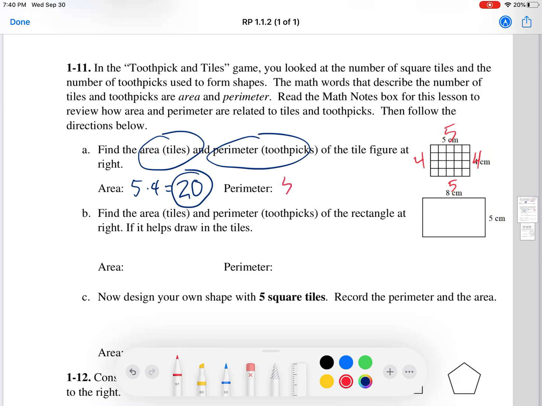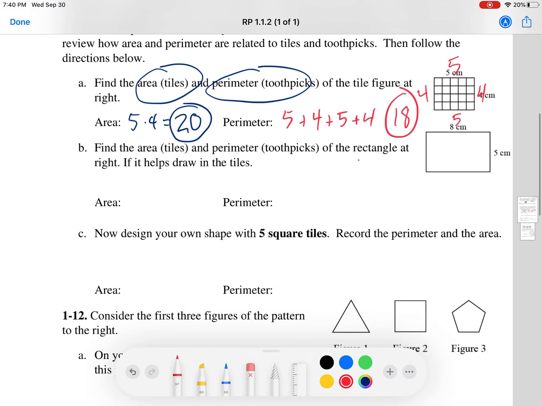So what I'm going to do is add up all those. On the top, I have 5. On the side, I have a 4. On the bottom, I have 5. And on the other side, then I have 4. When I add all of those up, I have 18 as my perimeter. Okay? So you're going to do the same thing for B and C.